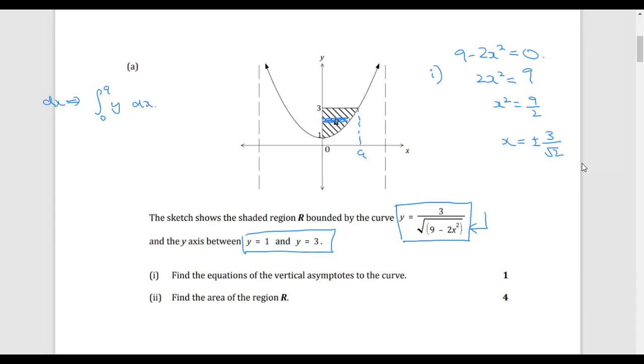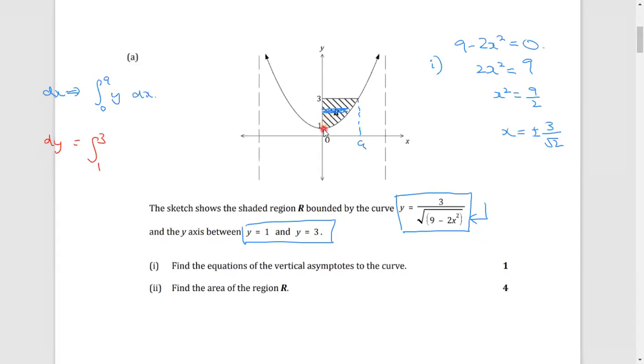Or alternatively, which may not be easier, you could think of it as dy. Now with dy, it's going to be the integral from 1 to 3, because you're starting from 1 and going to 3, and then you need the integral of x dy. The diagram is incorrect here: that would actually cut this way using the red dy, and dx would cut it this way.